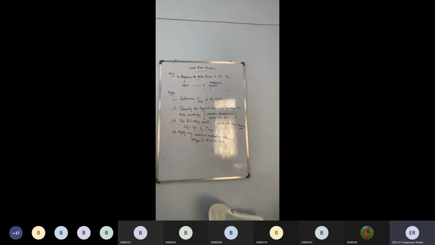Apply any numerical method to determine the voltage at all the buses. We'll start with some basic value, and we'll apply any of the numerical methods, whether it is the Gauss method, Gauss-Seidel method, Newton-Raphson method, or decoupled method. You apply any numerical method to determine the voltage at all the buses.